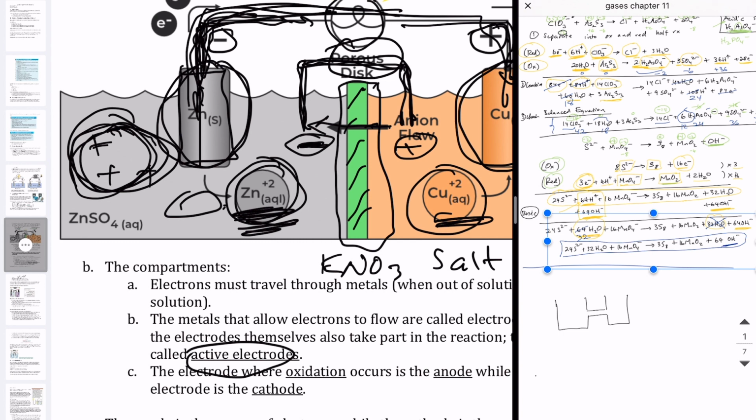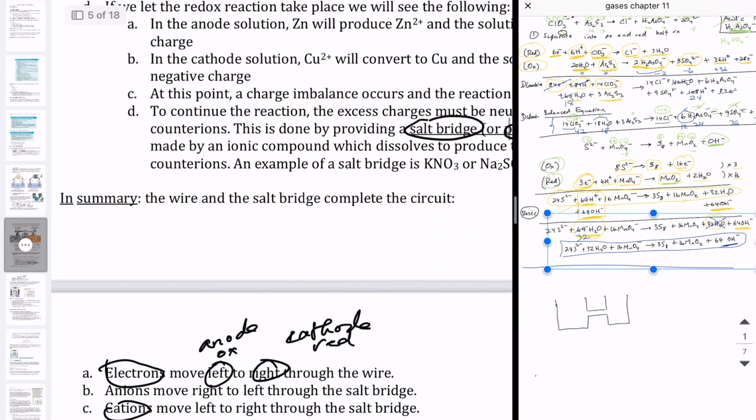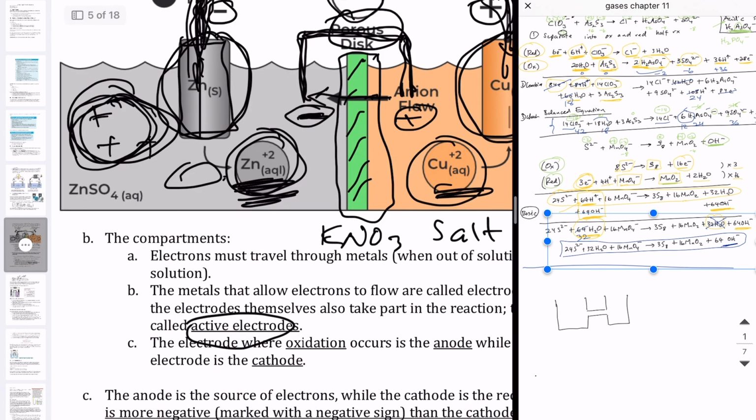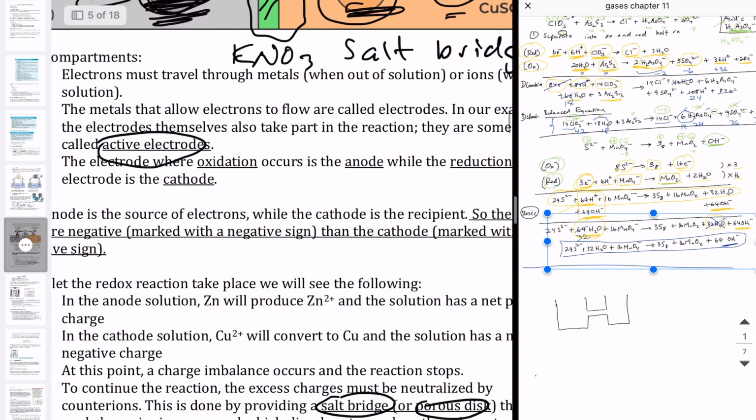So the anions are going to move to the left side to balance out the charges that are coming from the salt bridge. The cations, on the other hand, are going to move to the right side to balance out the electrons that are coming in here. So there's a lot of negative charges here. You're going to need some cations to balance out that charge, okay?